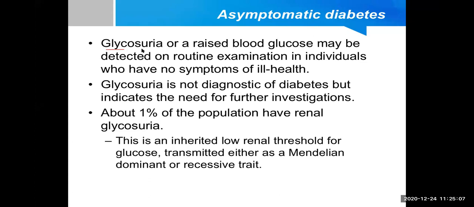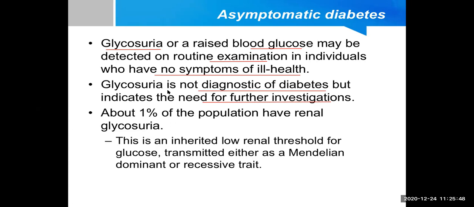See here, glycosuria or a raised blood glucose may be detected on routine examination in individuals who have no symptoms of ill health. So this is like an accidental or incidental finding or diagnosis. When they go for the routine urine examination, there may be glucose in the urine, or when they go for a routine blood test and a random blood sugar is done, it shows a high blood sugar level, but they don't have any symptoms. Glycosuria is not diagnostic of diabetes, but indicates the need for further investigation.